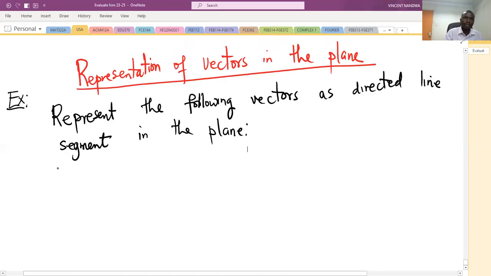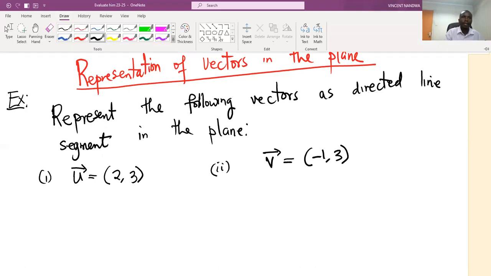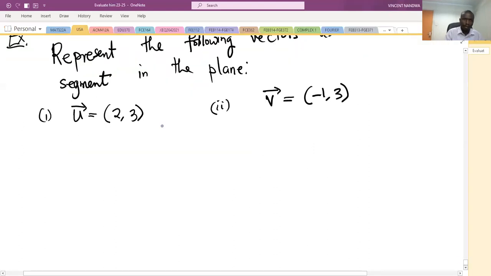So first one, we have the vector u given by 2, 3. We have the vector v given by -1, 3. So to do this, I just draw the xy plane and then identify the coordinates, and then we'll read the values from those coordinates. So solution.